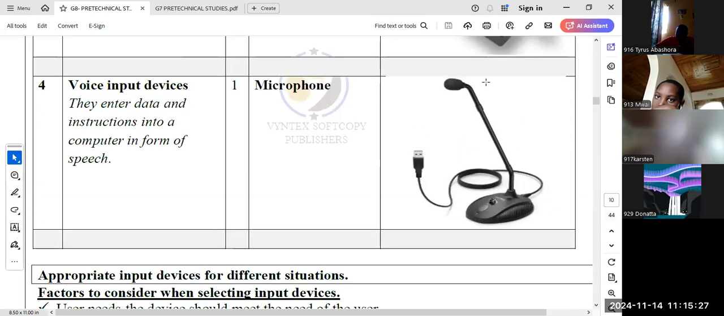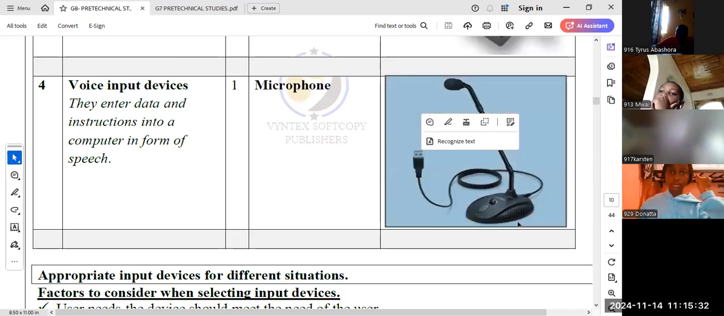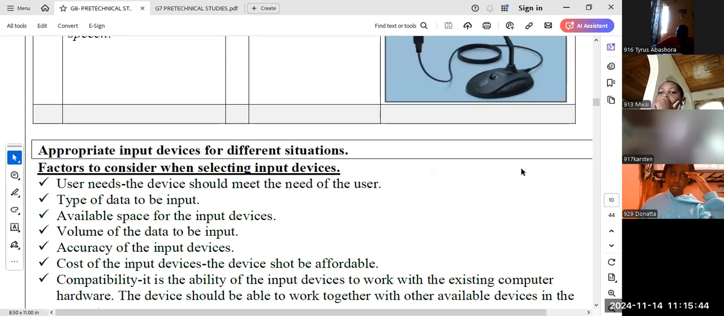Then this one is the microphone. Of course, you speak from here, you connect this one to your computer, then you input the voice and somebody can be able to hear from the other side. They enter data and instructions into a computer in the form of speech.